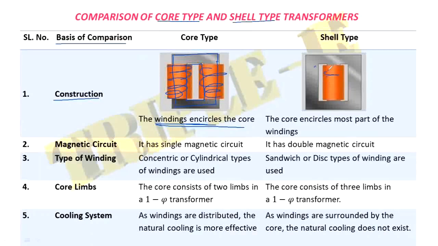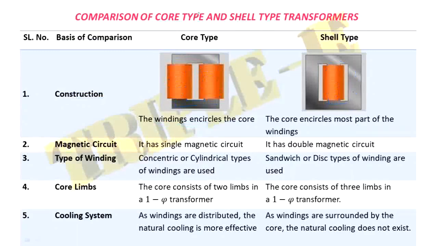So the windings are placed on this limb, which is called the central limb. They are placed on the central limb and the core basically surrounds this winding. This comparison is based on the construction. The next one is based on the magnetic circuit.